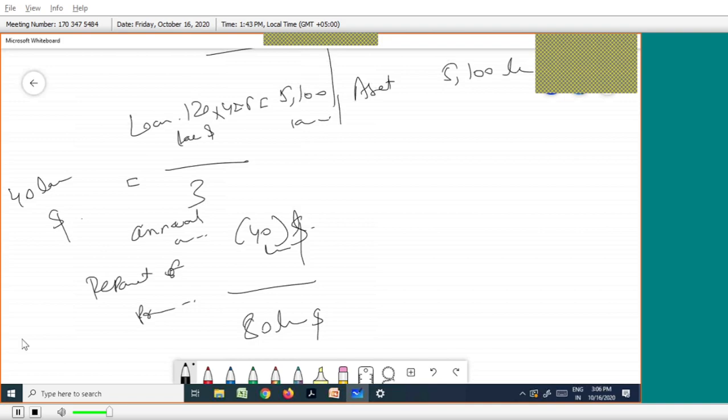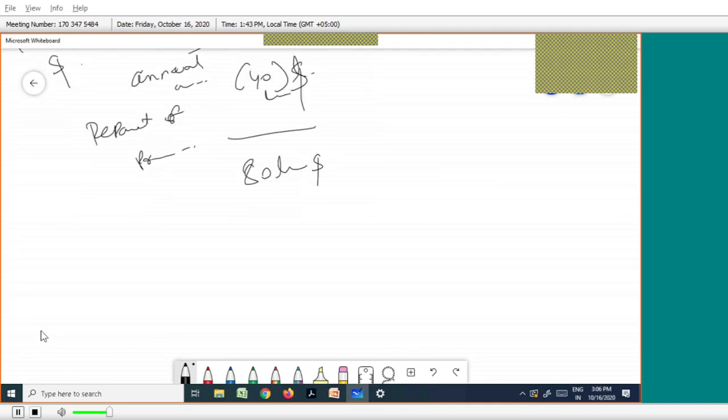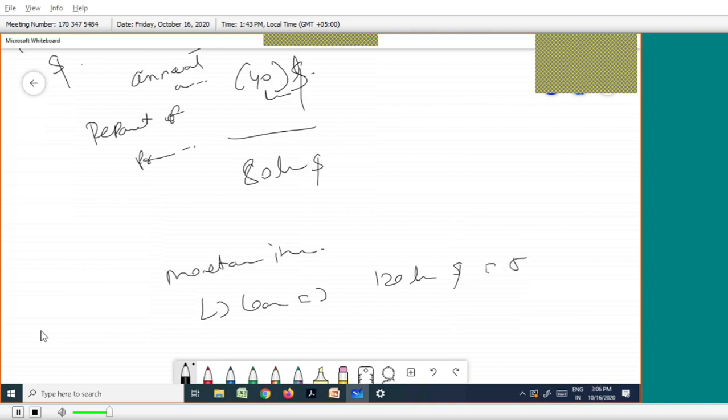What will I do? Forget about the optional accounting treatment. General accounting treatment, what will I do? Initially, what is my monetary item? Is an asset a monetary item or a non-monetary item? Asset is a non-monetary item. The monetary item is my loan. The loan is initially 120 lakh dollars, which is 5100 lakh rupees.